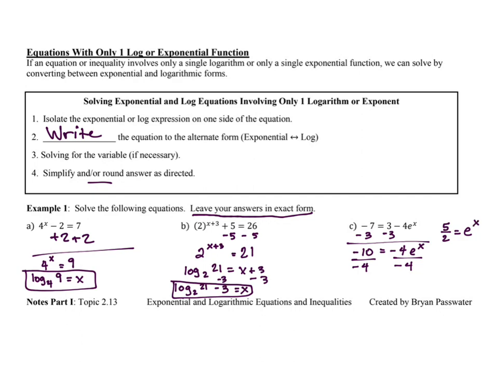How do I get rid of e? Natural log. Okay, so this would be log base e of 5 halves is x. Log base e of 5 halves is x. And instead of writing log base e, I call it natural log of 5 halves is x.